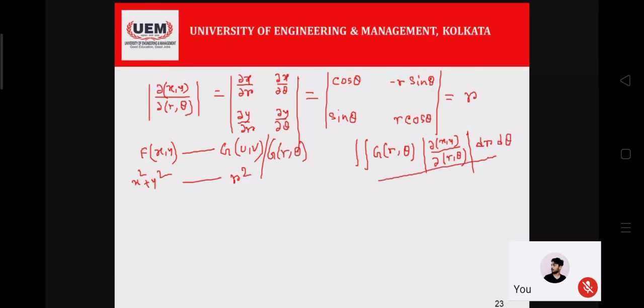This is the new transformed integral. Just following the formula from that first slide, g(r, theta) is r square from here. You have already calculated the Jacobian r, dr d theta, and you have calculated that r runs from 0 to a, theta runs from 0 to pi by 2. Finish this integral now and then tell me the result.